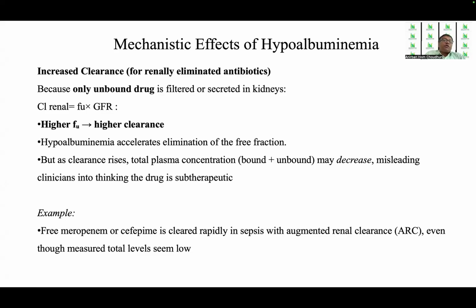Next, there is also an effect because of increased clearance for renally eliminated antibiotics, since only unbound drug is filtered or excreted by the kidneys. And we know that the clearance in the kidneys is the product of the unbound fraction multiplied by the glomerular filtration rate. So it is natural to understand that whenever there is a higher unbound fraction, there is higher clearance. Hypoalbuminemia accelerates elimination of the free fraction, and as the clearance rises, total plasma concentration may decrease. So this may mislead clinicians into thinking that the drug is subtherapeutic. Actually, it may not be so.